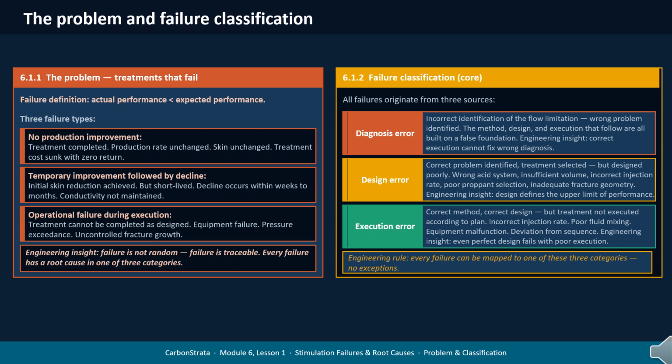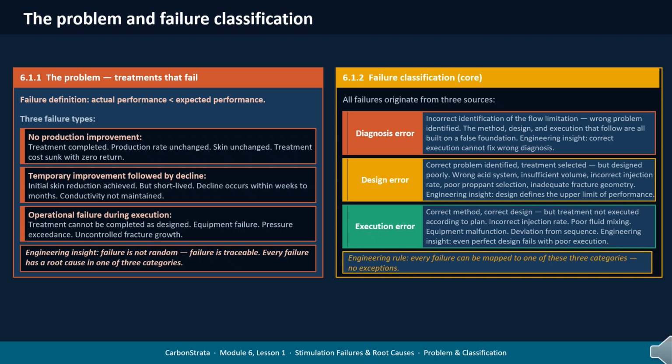Now define root cause classification. All failures originate from three sources: diagnosis, design, execution. Now define logic of each. Diagnosis error. The wrong problem is identified. Method, design, and execution are applied to the wrong mechanism. No result is possible. Design error. The correct problem is identified, but the solution is incorrect. Performance is limited before execution begins.